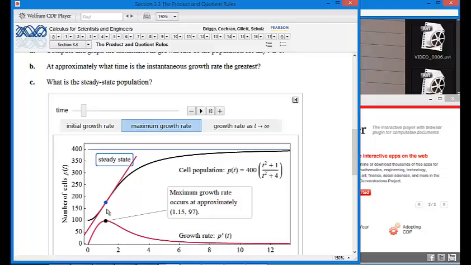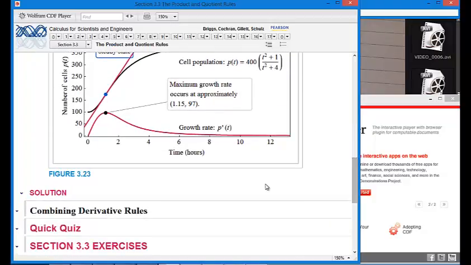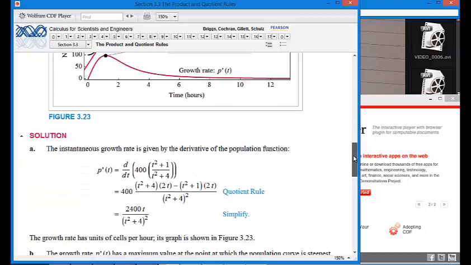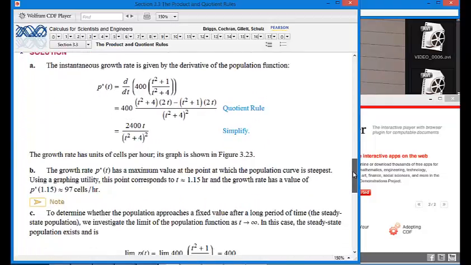The growth rate has a maximum value where the curve is the steepest. Using a graph utility, so yes, guessing from the graph. And then check out this note. Note. Methods for determining exactly when the growth rate is the maximum are discussed in Chapter 4.